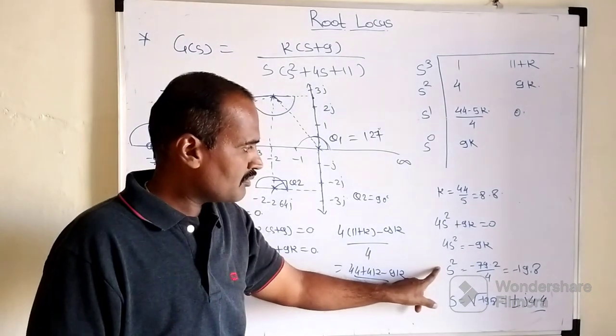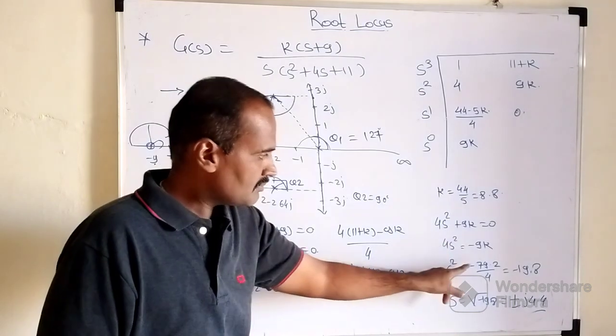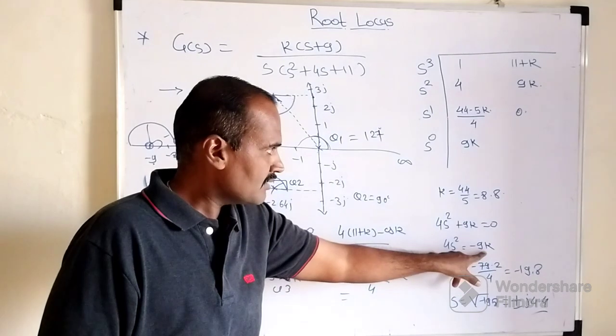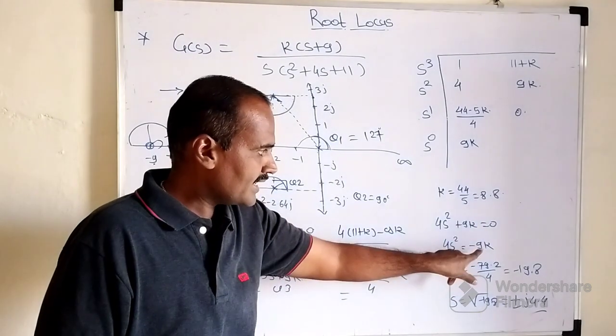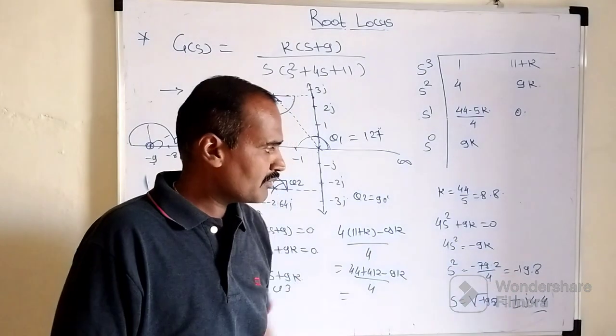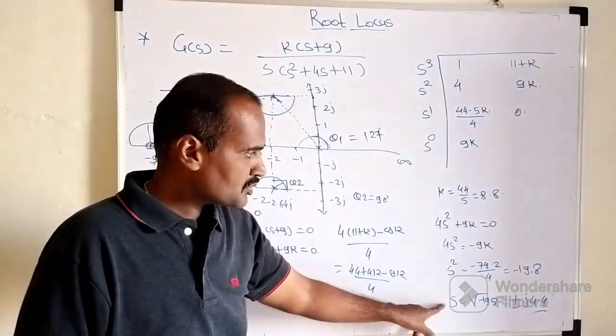So obviously s square equals what? Here minus 9 times 8.8, that is minus 79.2, upon 4, where k is nothing but what? 8.8. So 8.8 into 9, so minus 79.2 upon 4, which exactly equals minus 19.8. Right. So basically s equals what?